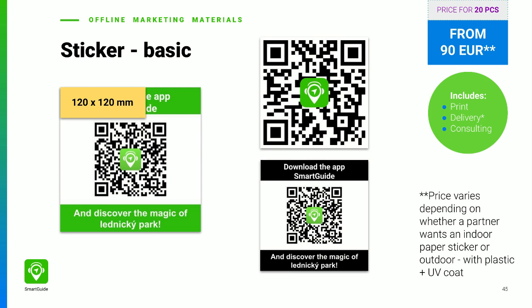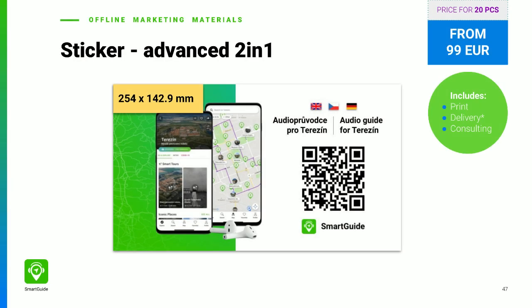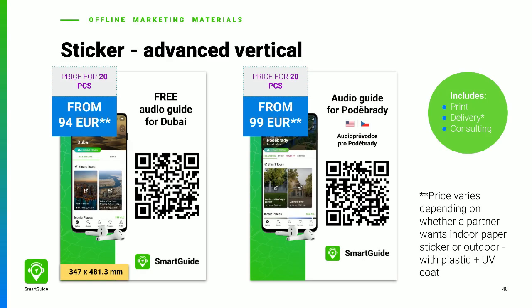Another collateral we'd like to recommend is a sticker. These small stickers are suitable for marking points of interest at exhibitions or attractions. The price for them will vary depending on whether or not a UV coat or plastic cover on stickers is needed. Usually, the stickers that are placed outdoors require extra protection layers, which affects the price. An advanced sticker design is available as well, including not just a QR code but also a device mockup. It can be prepared in different languages too. Or you can use A6 vertical stickers for the guide's distribution.